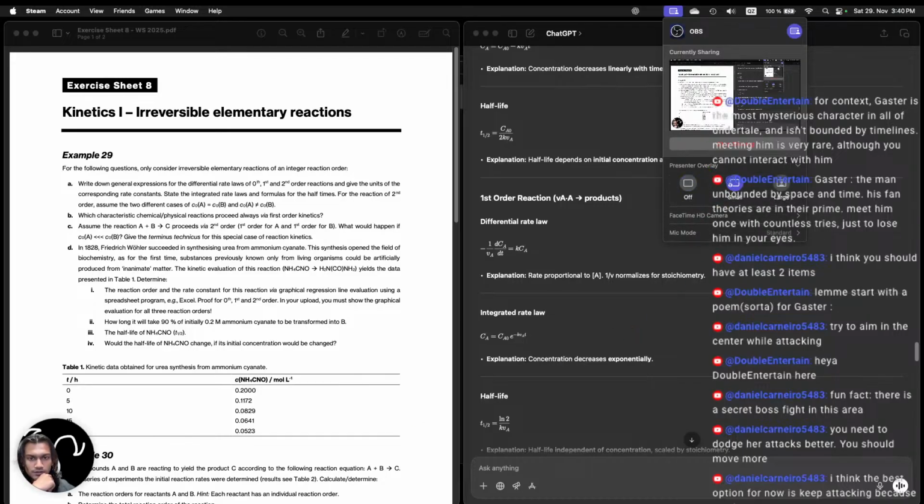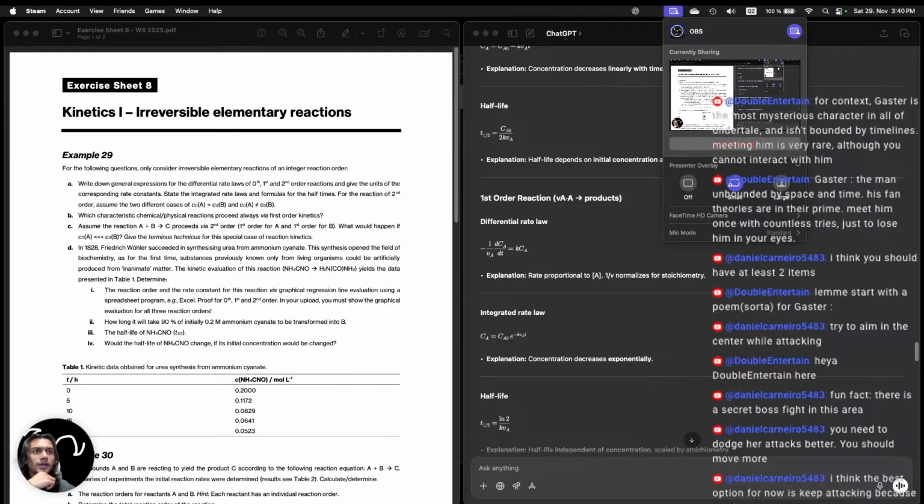For context, Gaster is the most mysterious character in all of Undertale and isn't bounded by timelines. Meeting him is very rare, although you cannot interact with him.